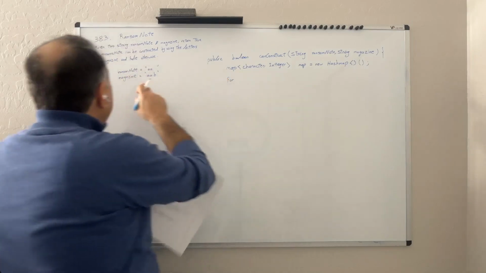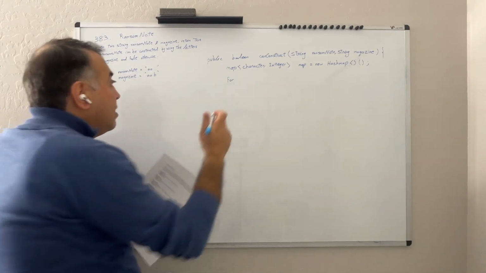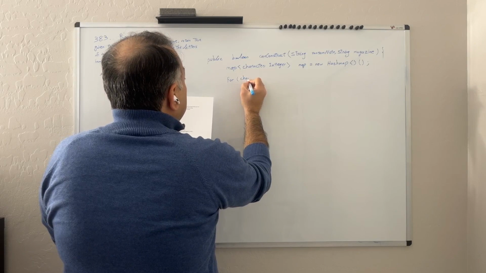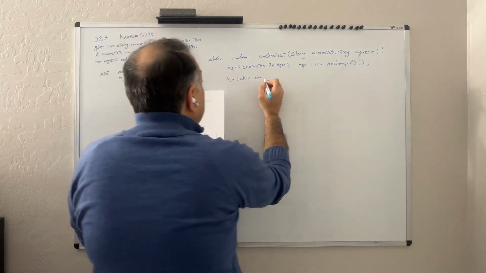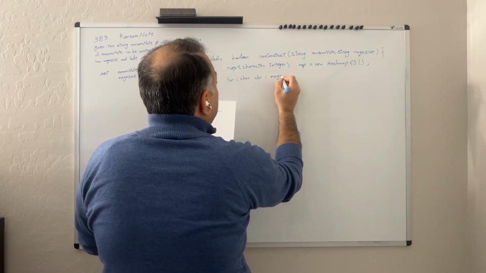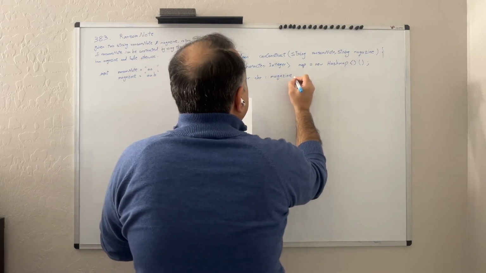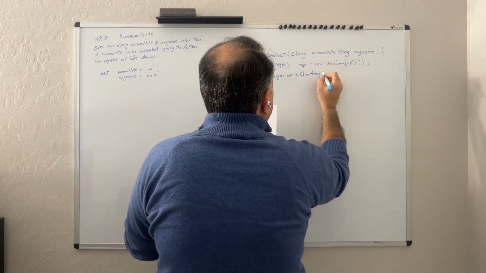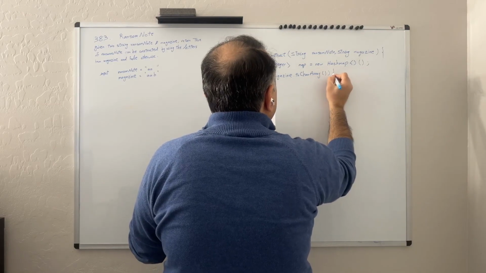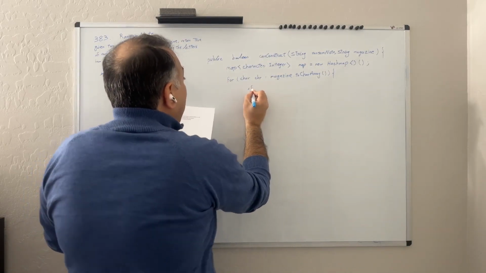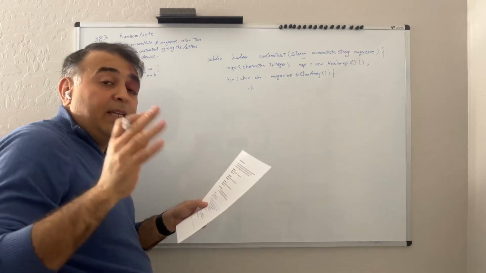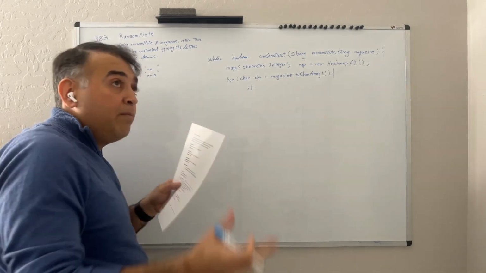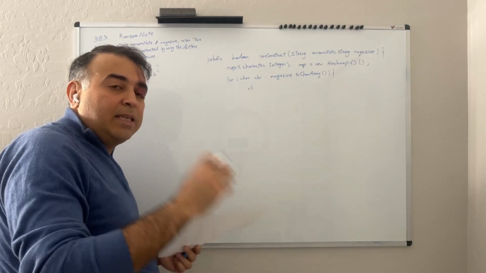Then I need to check all the letters that I have in the magazine. This is the loop for each character CHR that I have in the magazine. I need to check, do I have this character in the map or not? If I have this character in the map, I need to increase the value that I have. If I don't have it in the map, I just add it and set the value to 1.